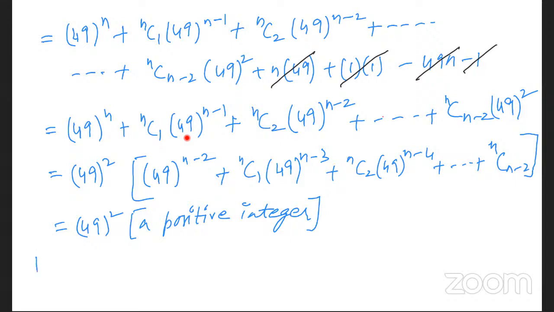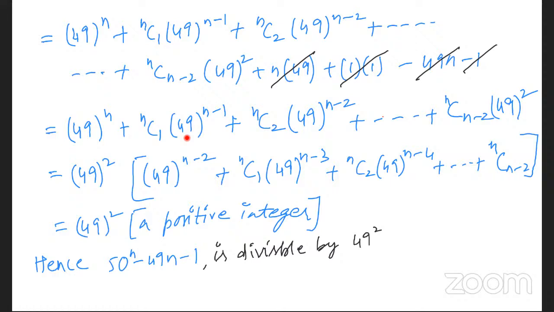Hence, 50 to the power of n minus 49n minus 1 is divisible by 49 square for all positive integers n.